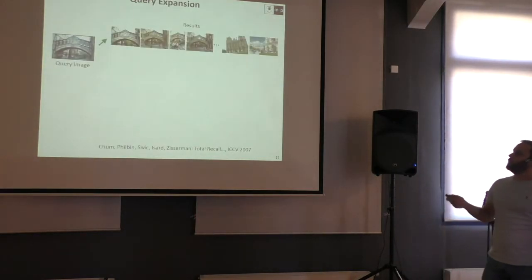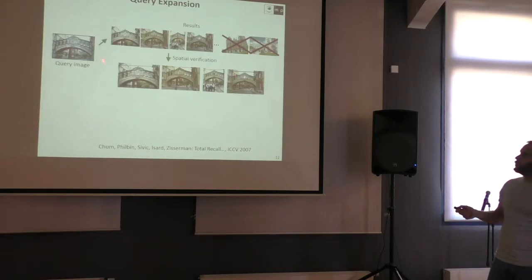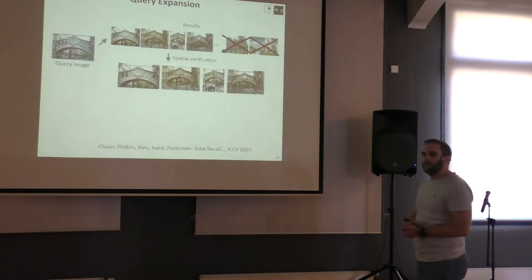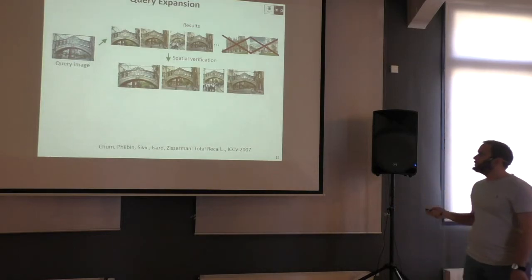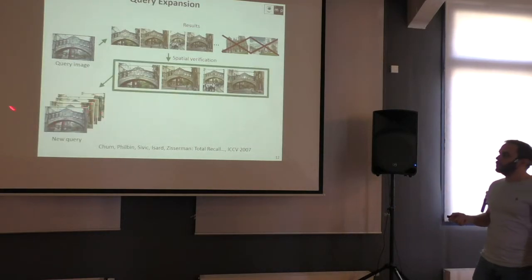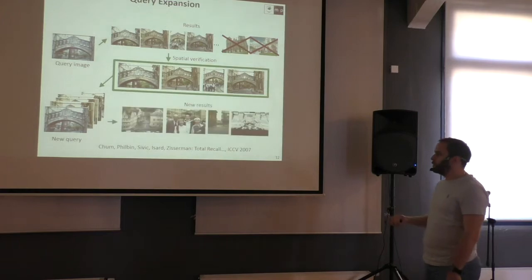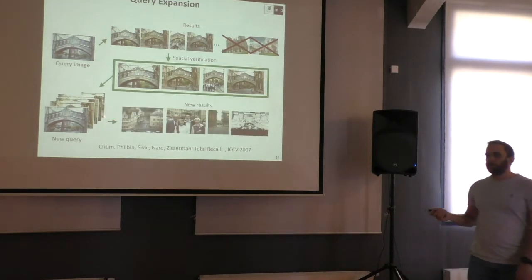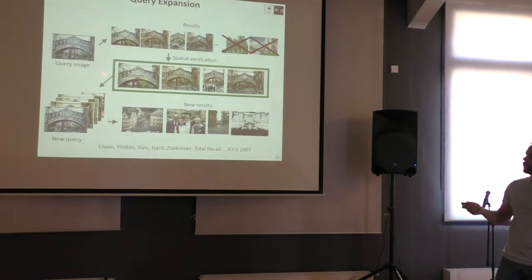So now that we have these images with bounding boxes that we actually spatially verified, we take the features from inside the bounding boxes, we add them to the query image, and we repeat the procedure. This is basically what query expansion does. So these images that we would not be able to retrieve directly with the query image are actually available now.